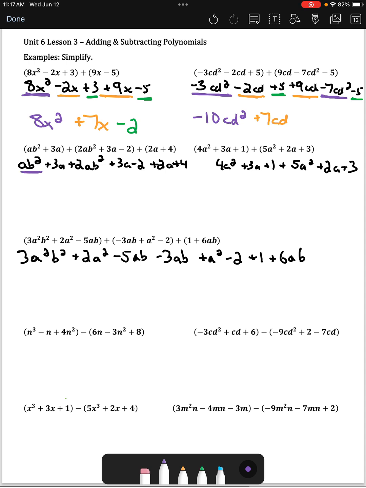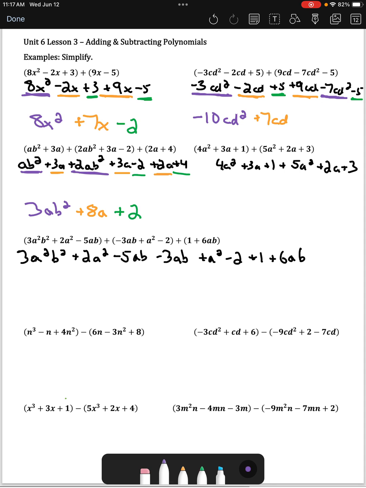Third example, we have AB to the second and a 2ab to the second, so that's 3ab to the second. Then we have a 3a, there's another 3a, and a 2a later on. Putting all of the a things together gets us 8a. And we also have a negative 2 and a positive 4 as plain numbers. Negative 2 plus 4 is positive 2.